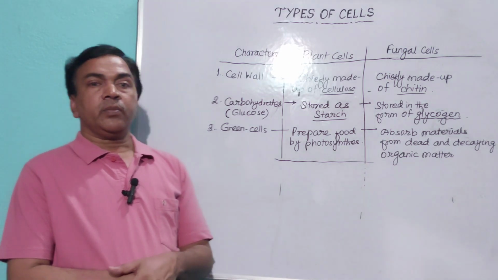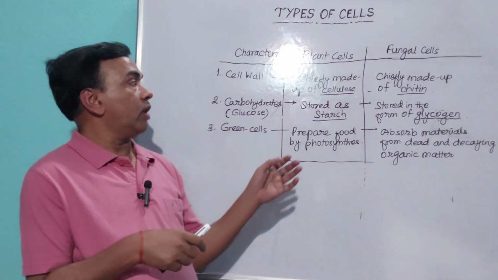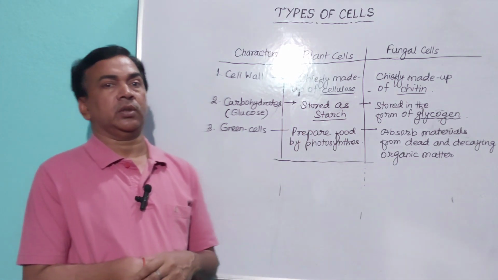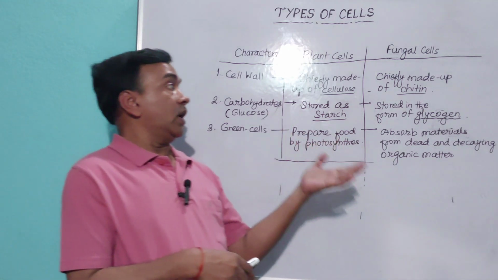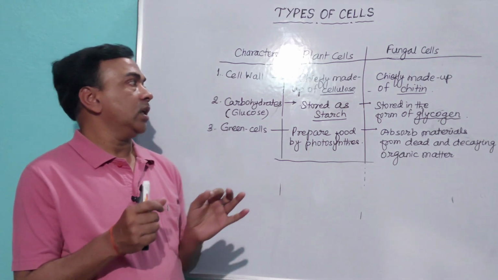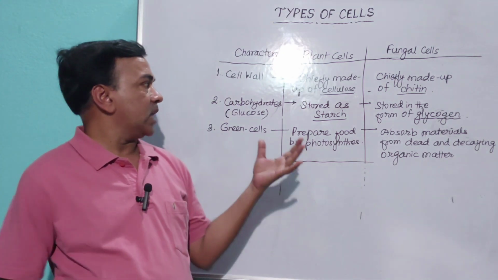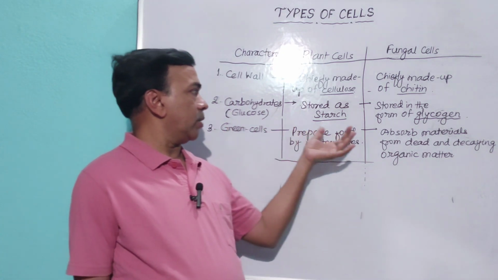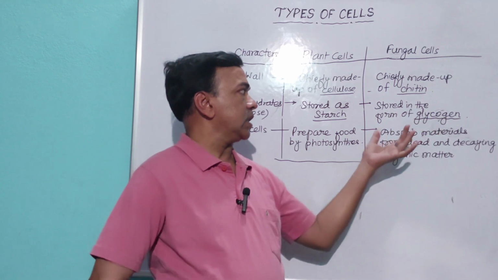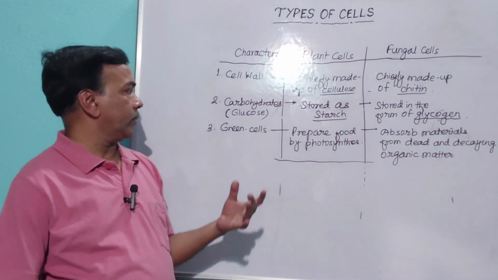Plant cells store carbohydrate in the form of starch, and fungal cells store glucose or carbohydrate in the form of glycogen. So plant cells store glucose in the form of starch, and fungal cells store glucose in the form of glycogen.